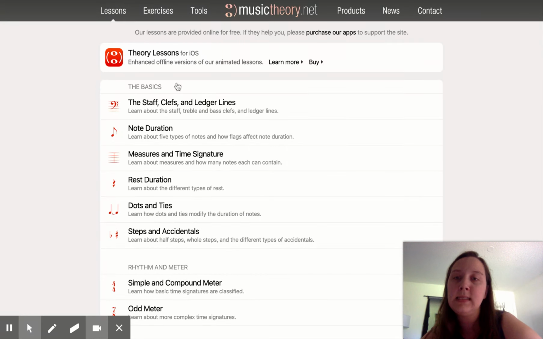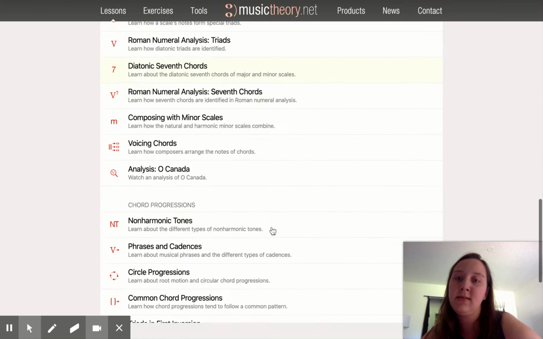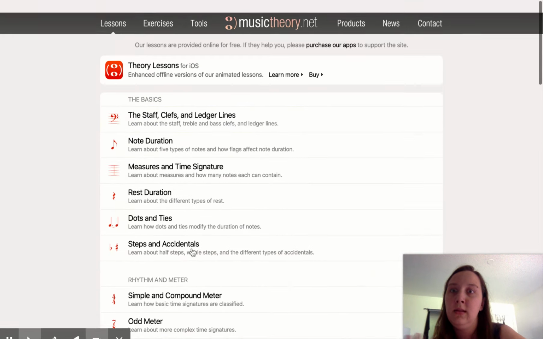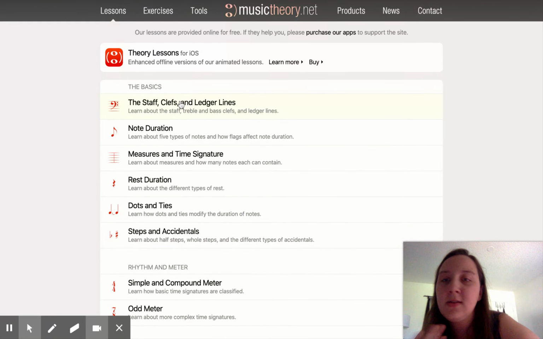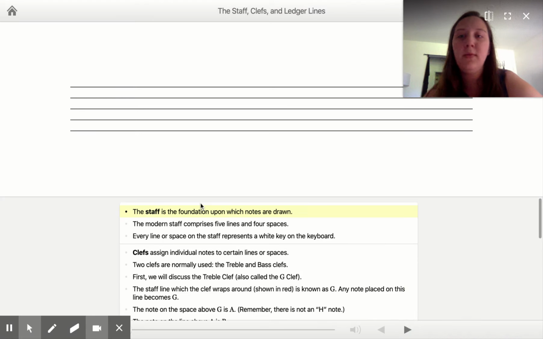So go to lessons. The higher up, the more basic the concept, and the lower down, the more advanced the concept. Yeah, like some of these are a little bit extra. So let's just look at the first one. These are all things that we've covered before. I know my face is going to get in the way, so I'm going to move it.